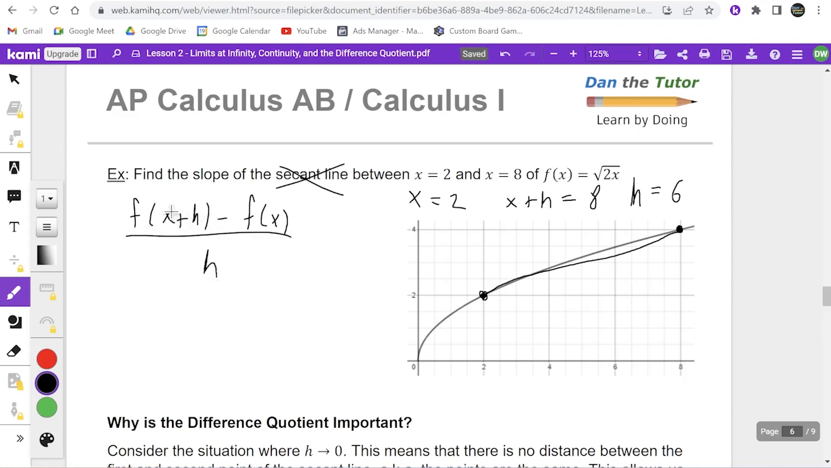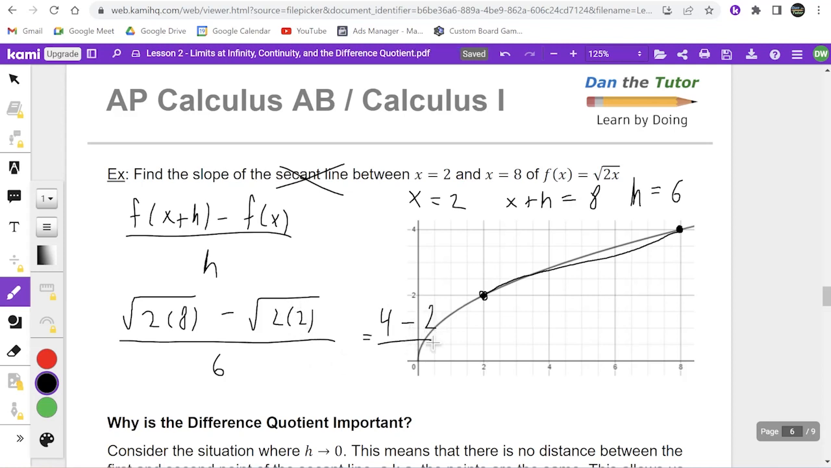So for the numerator, remember, f of x just means plug it into the function. So plugging in 8 into the function, square root of 2 times 8, minus, plug in 2 to the function, square root of 2 times 2. Denominator is h, so that's 6. The numerator is going to simplify because 2 times 8 is 16. Square root of 16 is 4. Minus 2 times 2 is 4. Square root of 4 is 2. Divided by 6. And you plug that in a calculator, or you don't even need to, honestly. It's pretty easy. You get 1/3. In other words, the slope of this line is 1/3.